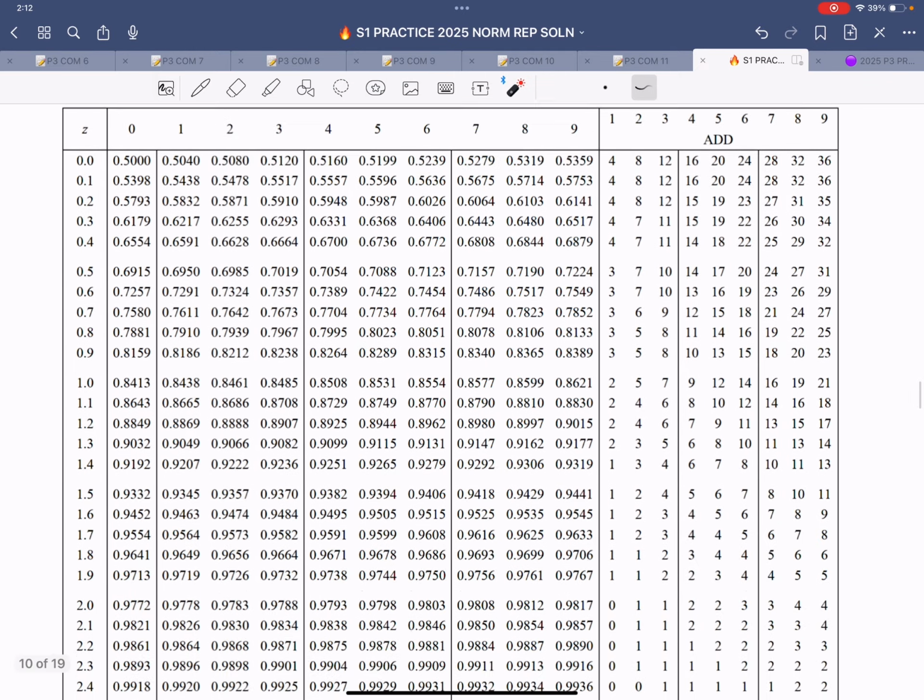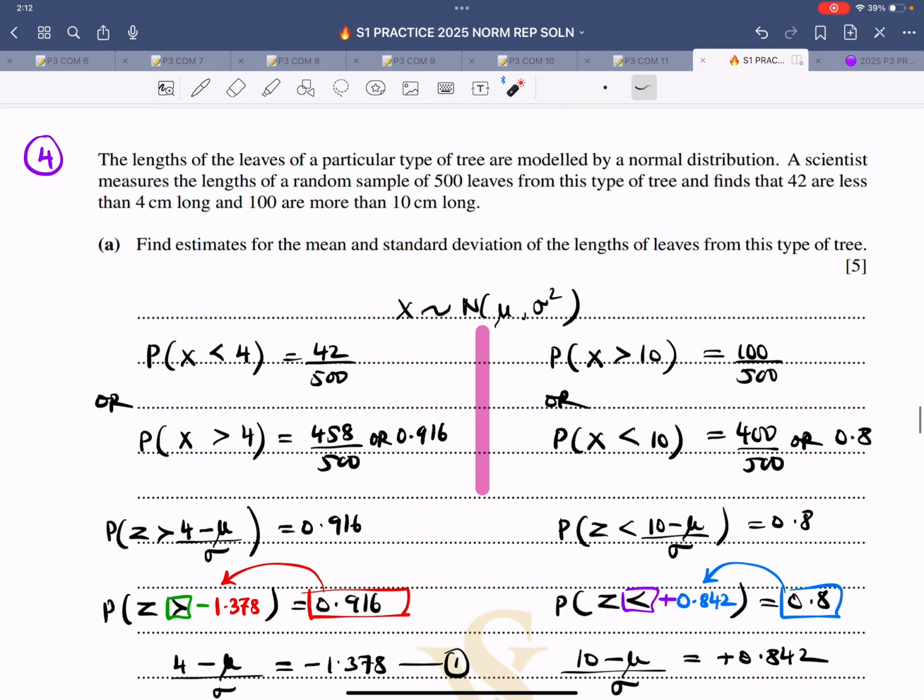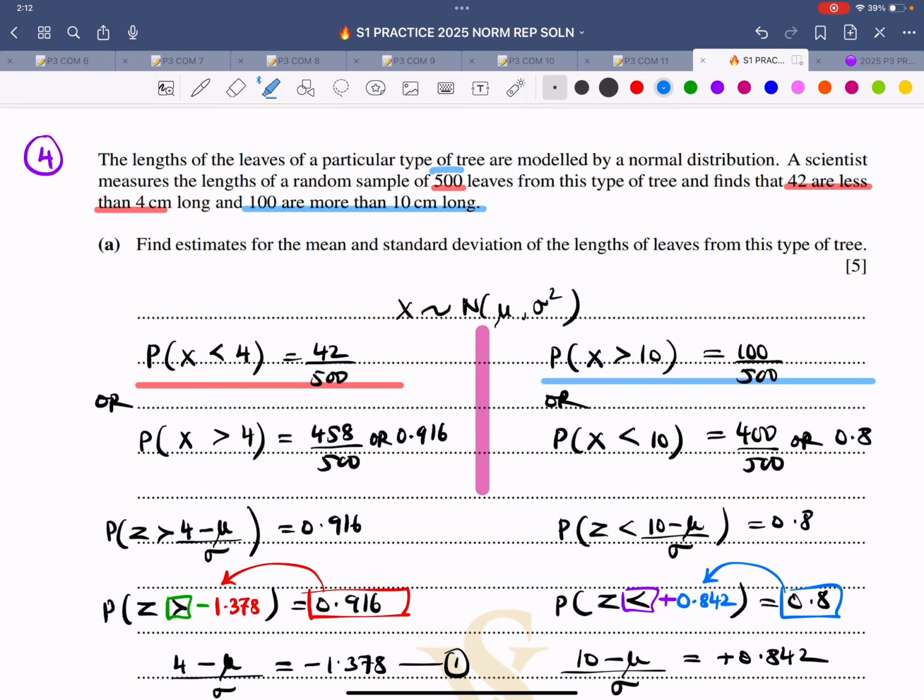Normal distribution. Let's look at question number 4. It says the lengths of leaves of a particular type of tree are modeled by a normal distribution. A scientist measures the length of a random sample of 500 leaves from this type of tree and finds that 42 are less than 4 centimeters long. So let me highlight this. First of all, there are altogether 500, and 42 out of 500 are less than 4. The 500 is still there, and 100 are more than 10 centimeters long.